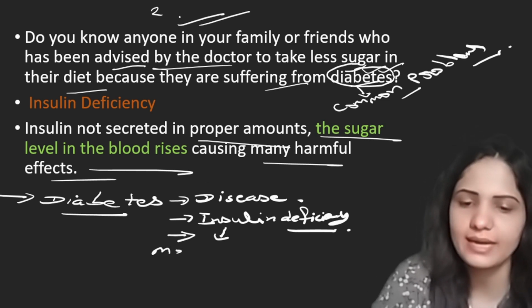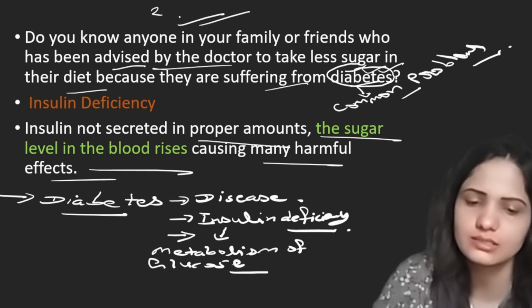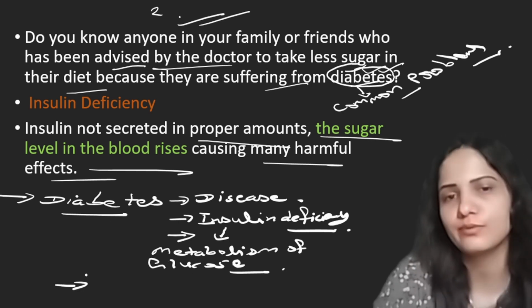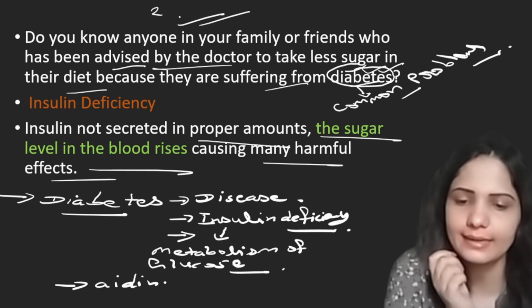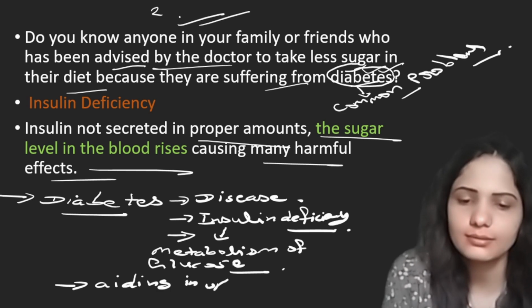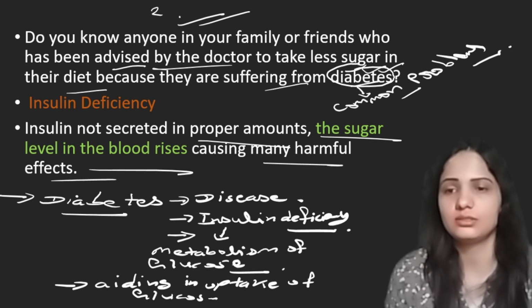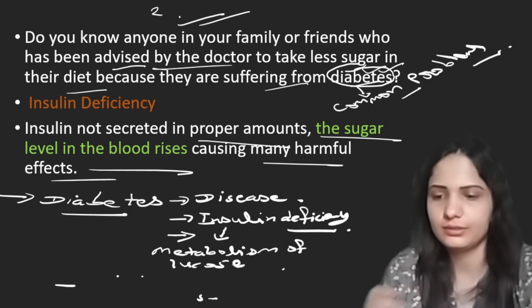Insulin helps in metabolism of glucose. And how does it help in the metabolism of glucose? By aiding in the uptake of glucose. Let me erase this and take a new slide to make you clear on this thing.